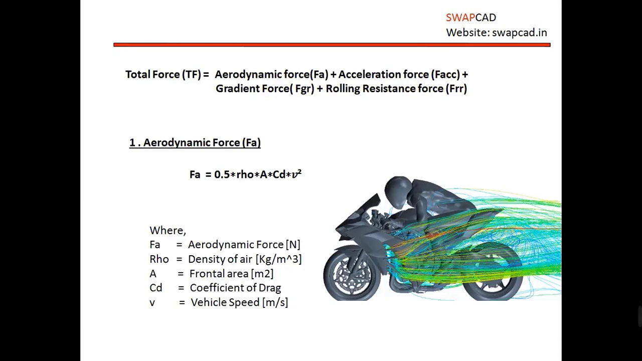First is your aerodynamic force, which is given by half into rho A into CD into V square, where rho is the density of the air, A is the frontal area of the motorcycle or any car that you have in meter square, CD is the coefficient of drag, and V is the vehicle speed at which it's moving.